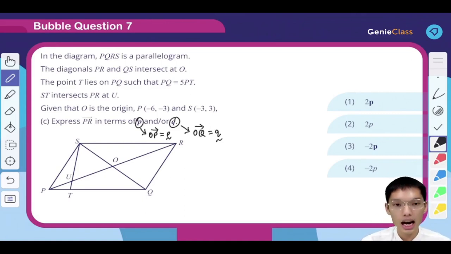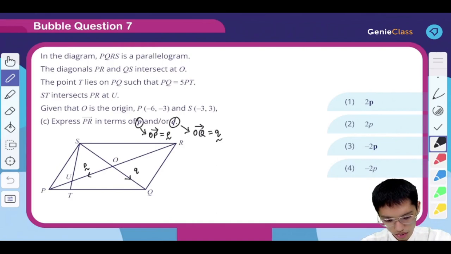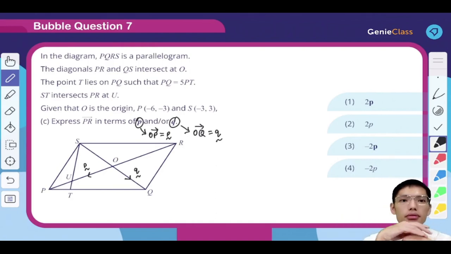So express PR in terms of P and Q. Now what do they mean? Look at the diagram. I'm not going to give too much hints. Launching the bubble launcher in 3, 2, 1, let's go. What do they mean? OP is P, so it's this way. OQ is Q, so it's this way. So what do I have? I want PR, so what is it?